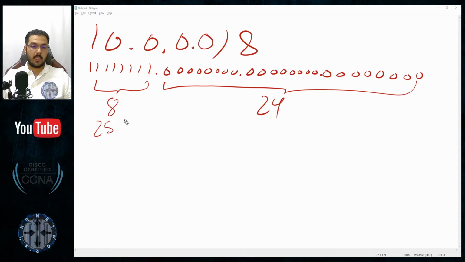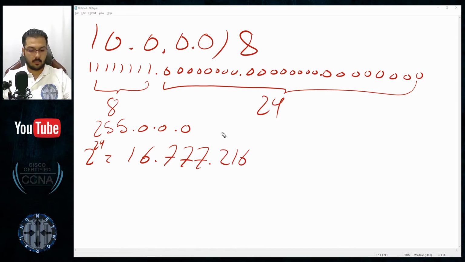This looks like in decimal 255.0.0.0. And since I have 24 zeros, then 2 to the power of 24 will lead to 16,777,216.